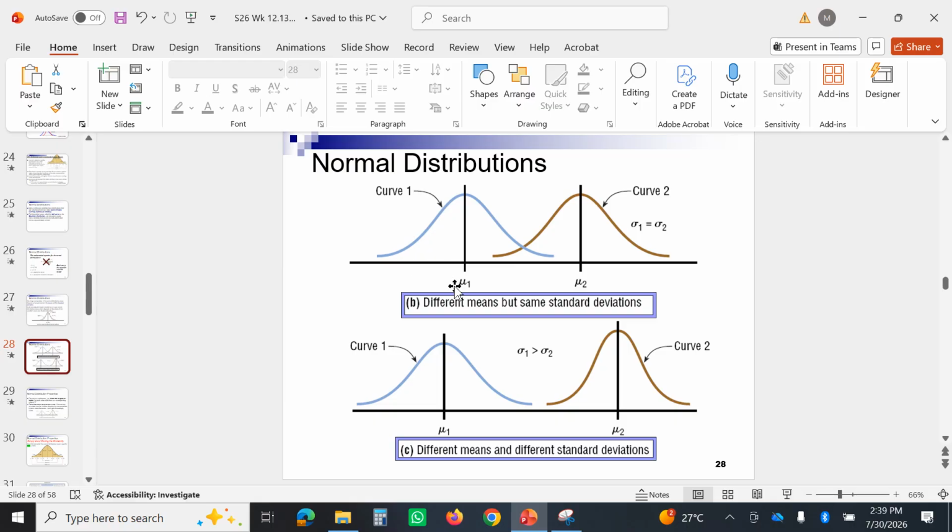Same standard deviation. And in the second example here we have different means. There's the mean 1, mean 2, as we had up here, and you'll see there that the standard deviations are in fact different as well. Okay.